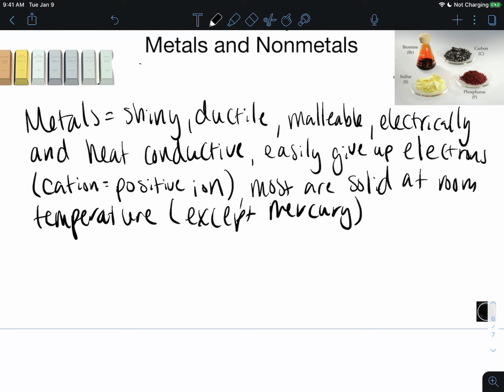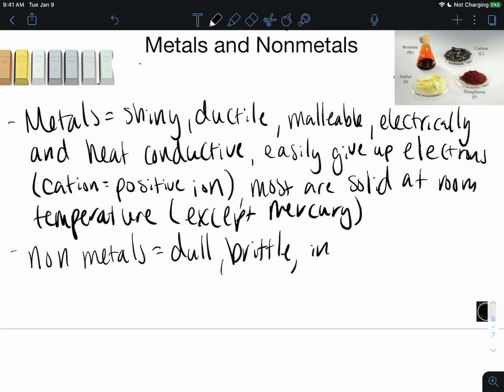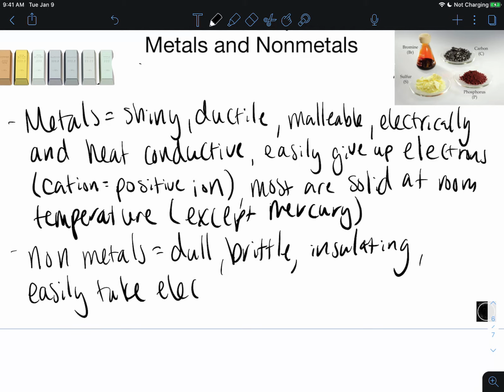Then we have our nonmetals. Nonmetals are going to be dull, brittle, insulating, both electrically and heat-wise. They easily take electrons. And when they do, they form a negative anion or negative ion. And they are found in all states at room temperatures.